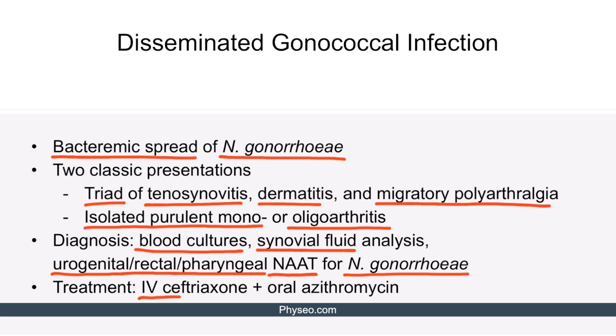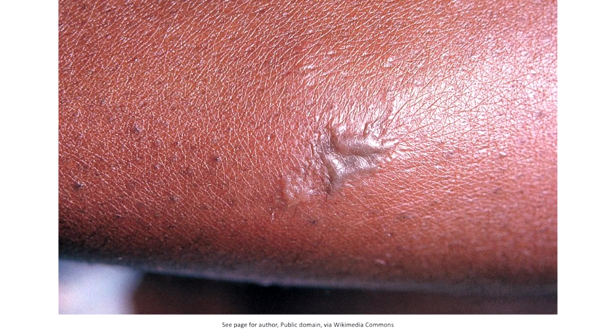The treatment is with IV ceftriaxone plus oral azithromycin. Oral azithromycin is added here to treat the presumed concomitant chlamydia infection. Here's an image showing skin lesions in a patient with disseminated gonococcal disease. Note the gray pustules right here.